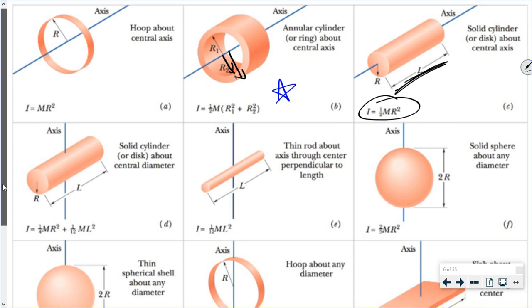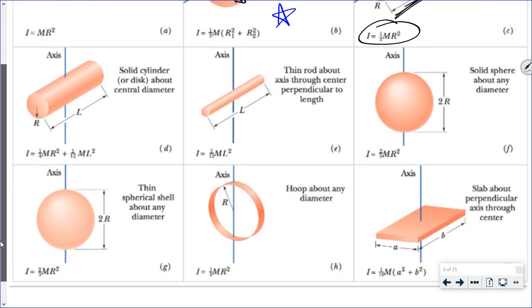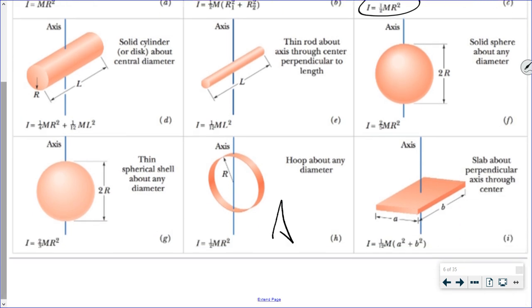I think the only other ones we might use are, I feel like there's at least one homework problem that has this, and I know for a fact there's one of these. Actually, I say I know for a fact. I may have deleted it, but anyway. So those are some different shapes and different axes of rotation.